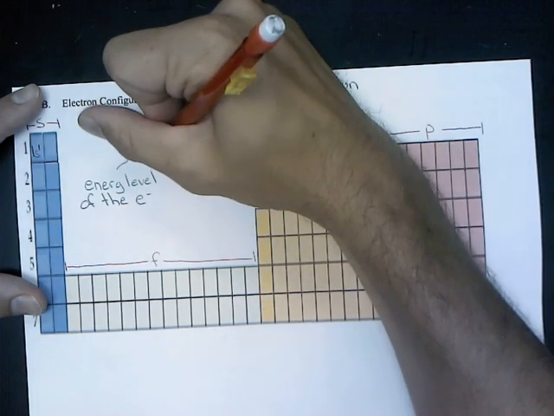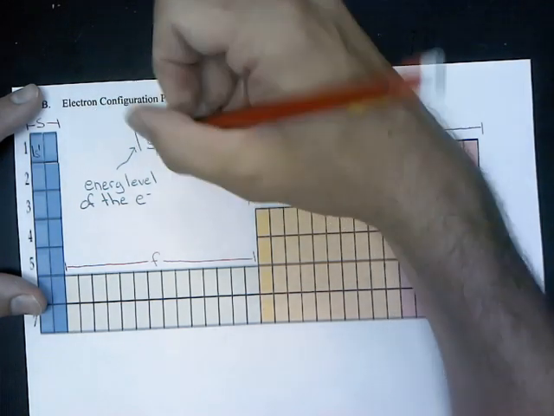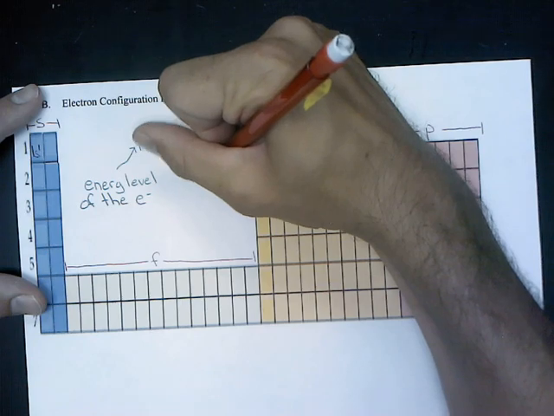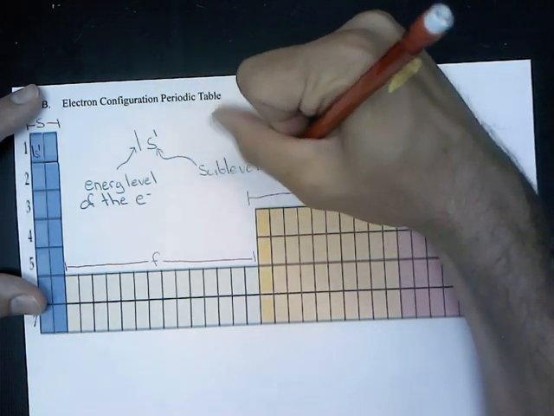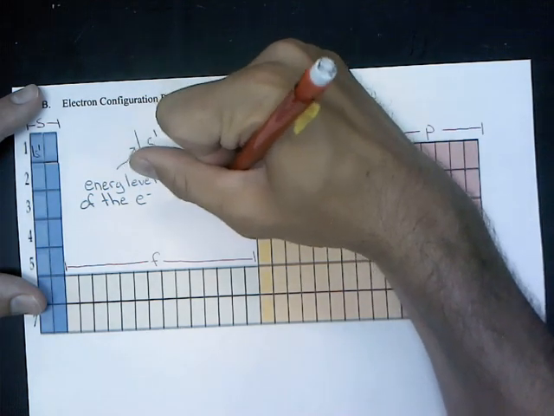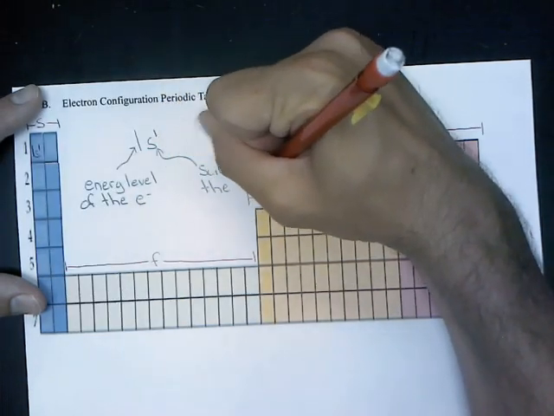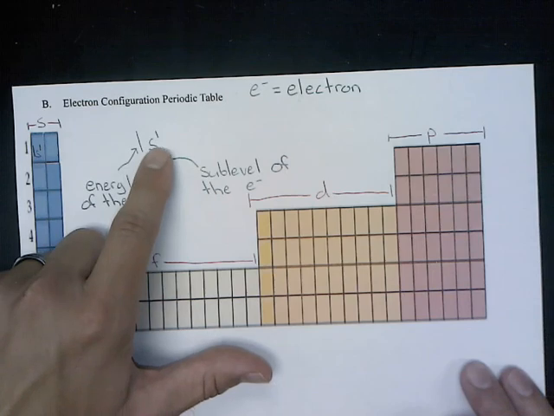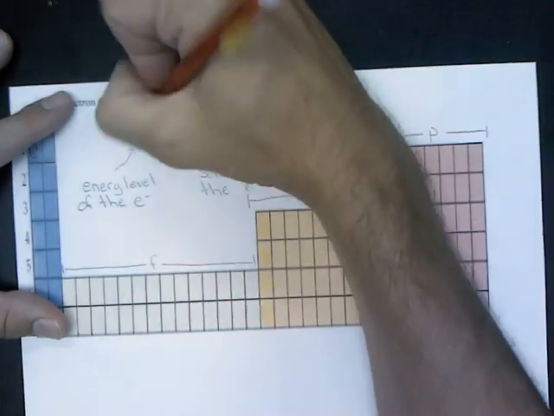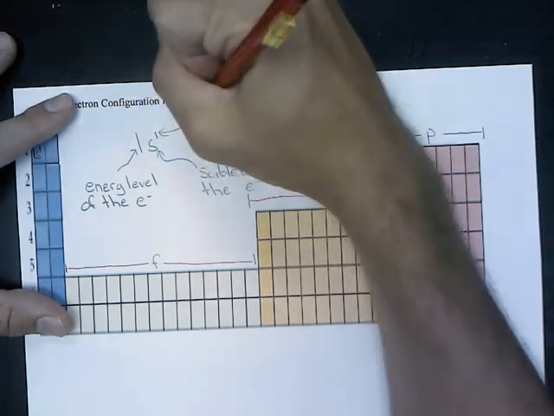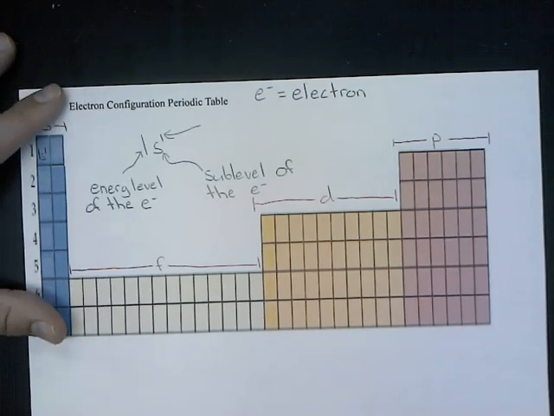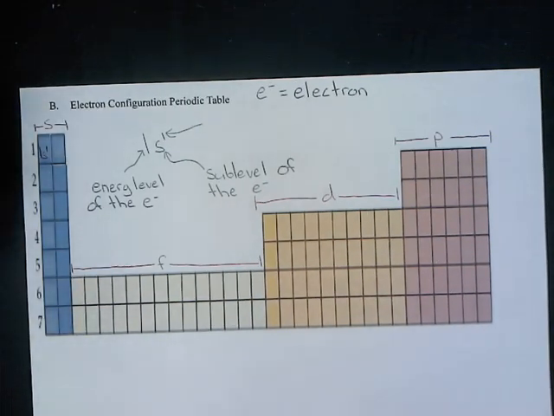Now, this S represents the sublevel that the electron exists in. And then the little superscript number that we have here, this right here is the electron number, or the number of electrons within that specified sublevel and energy level.